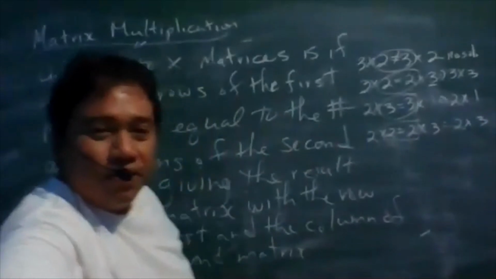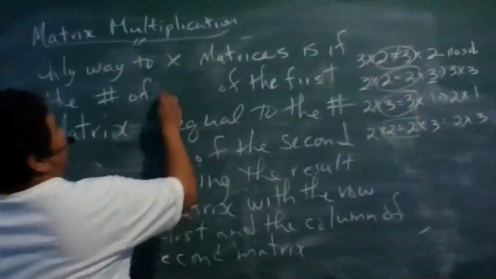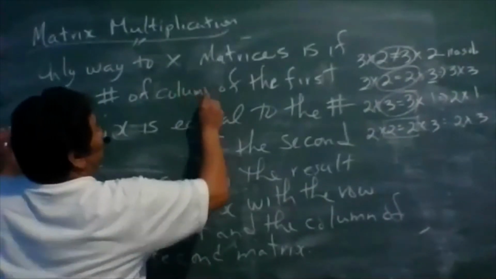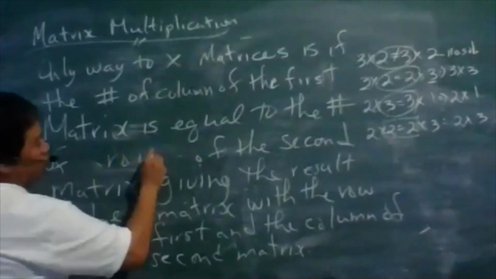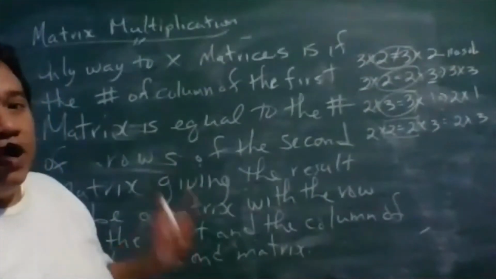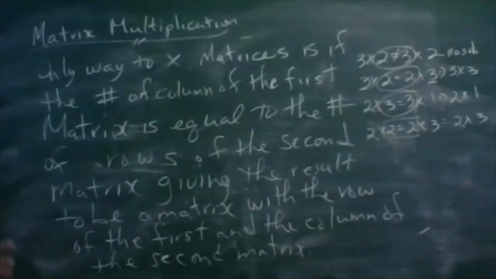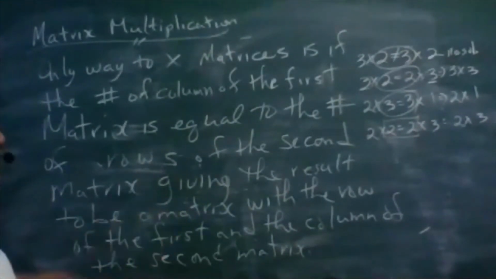Alright? So it says the number of columns, because it's row by column, of the first must equal the number of rows of the second. So the number of columns in the first equals the number of rows in the second, and the answer is going to be the row of the first and the column of the second.